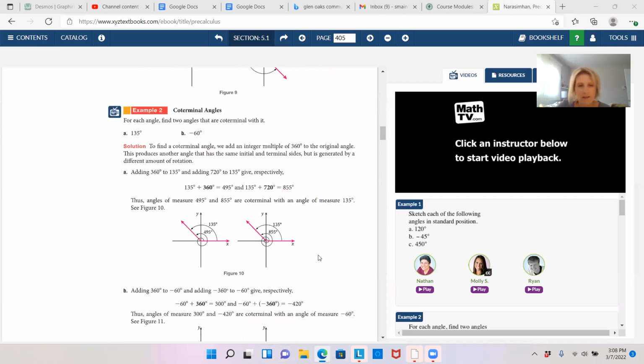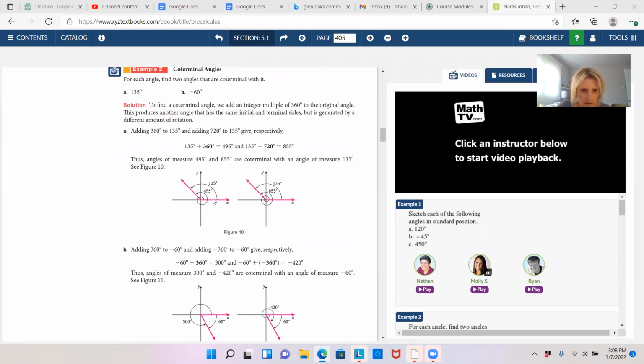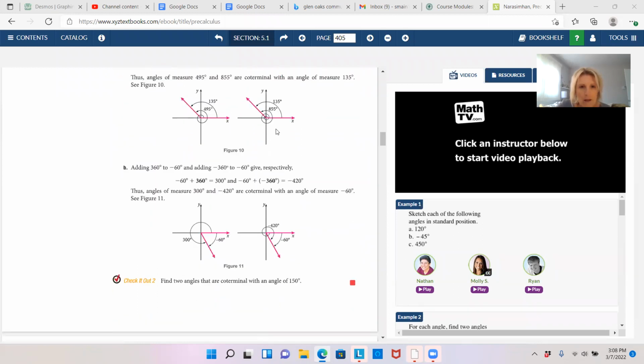Let's look at this example. It says for each angle, find two angles that are coterminal. So if we look at 135, right there it is. And then any other angle that goes around and ends at the same spot. So if you go a full 2 pi or another 360 degrees, you end up at a coterminal angle. So 135 plus 360 is 495. And likewise, you could do 135 plus 360 plus another 360, and that would be 720 plus 135, which is 855.